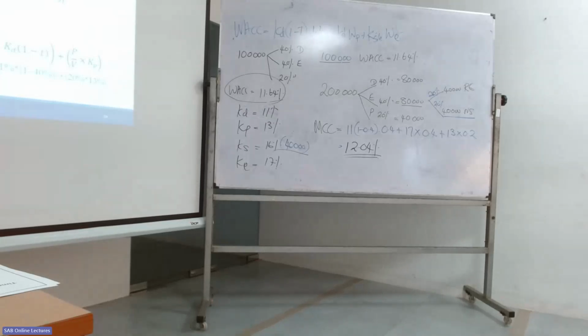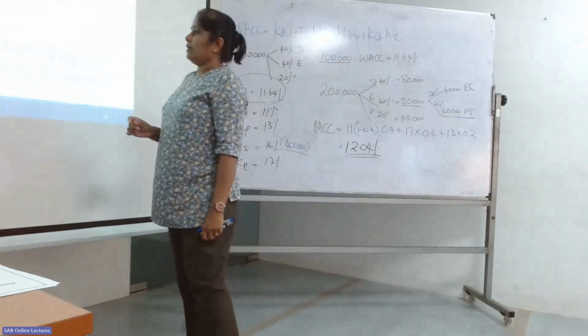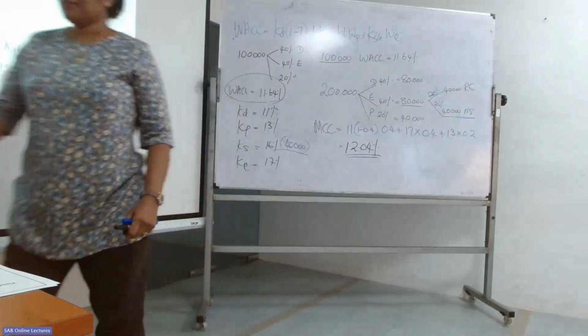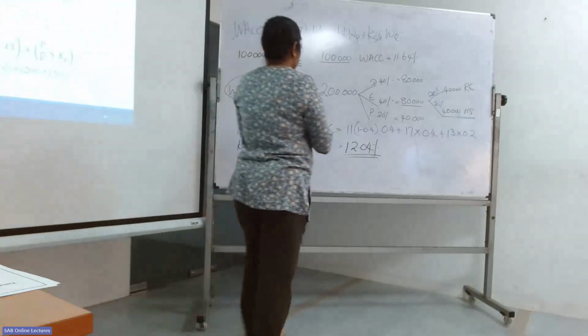So at the 200 level I will show with this one. At the 200 level, the weighted average cost of capital, now their total capital is 200.